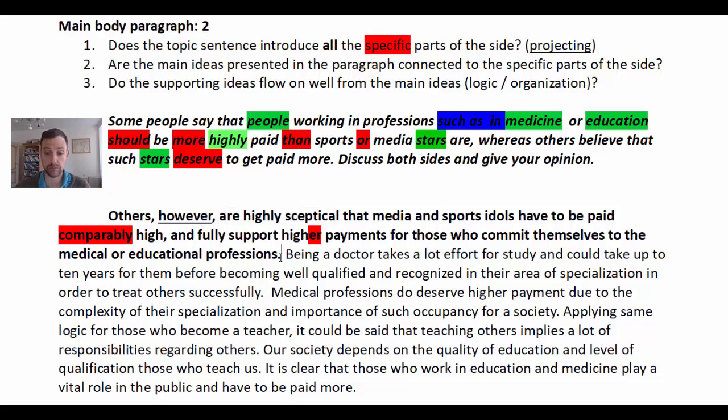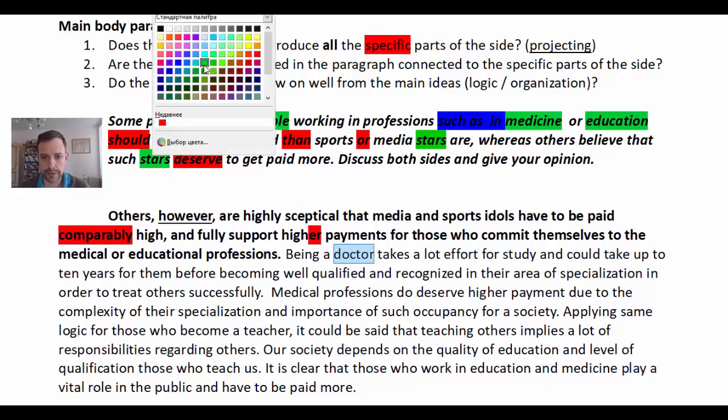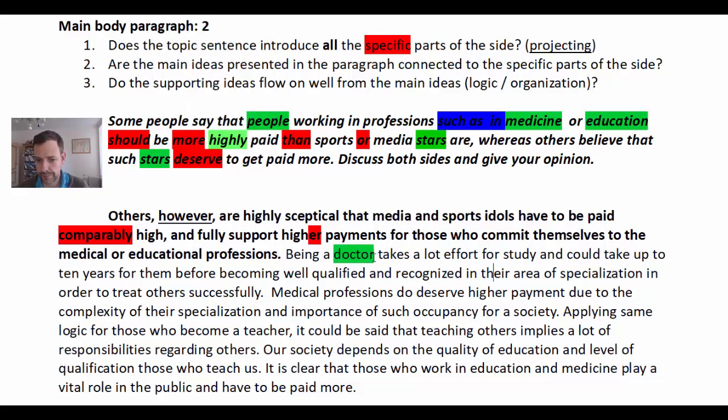Yeah, so it's a long topic sentence, but it does everything that a topic sentence needs to. Okay, let's now have a look at the body paragraph. It should focus in on medicine professions and education professions. So let's have a look. Doctor, that's a good start. Medical person. So doctors do something.